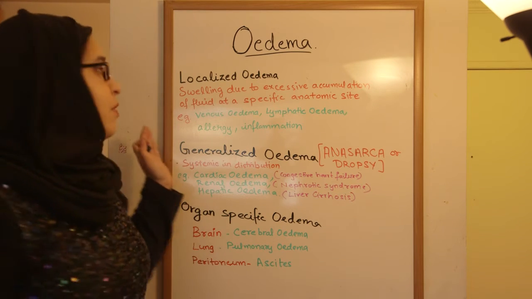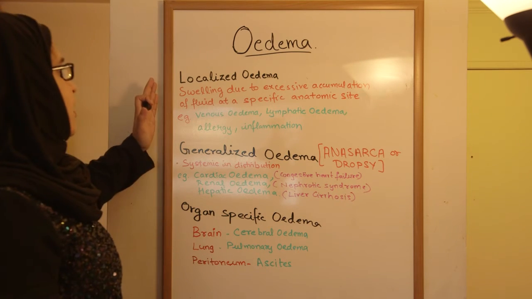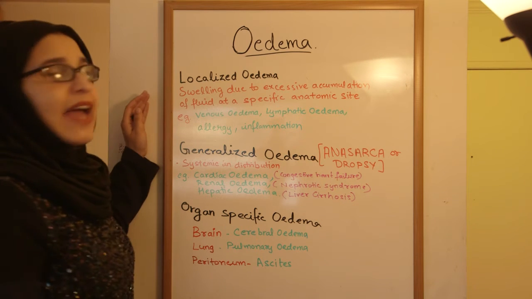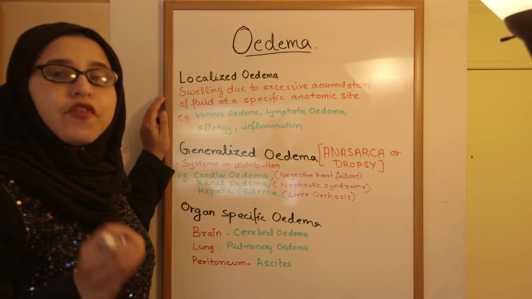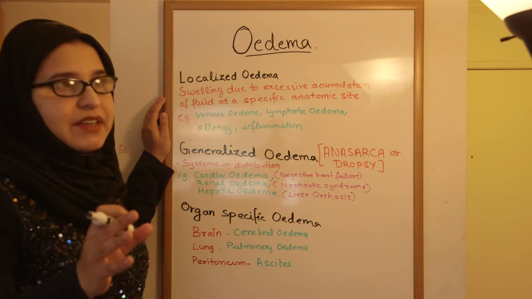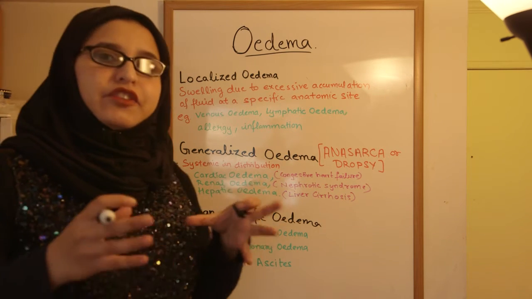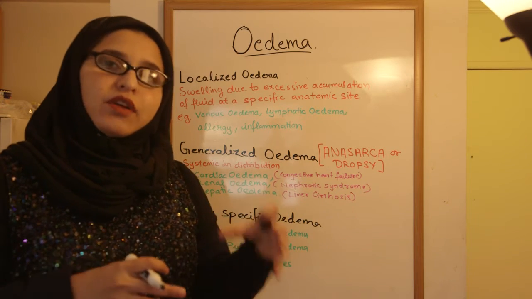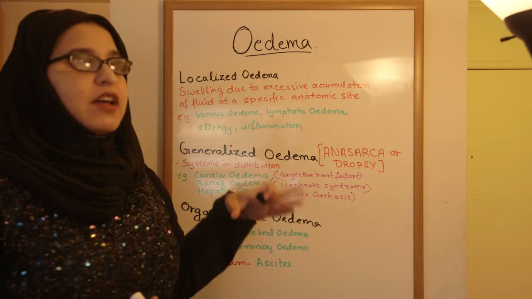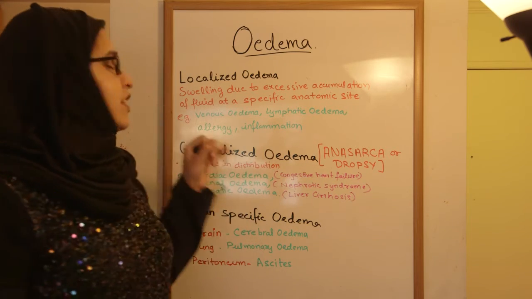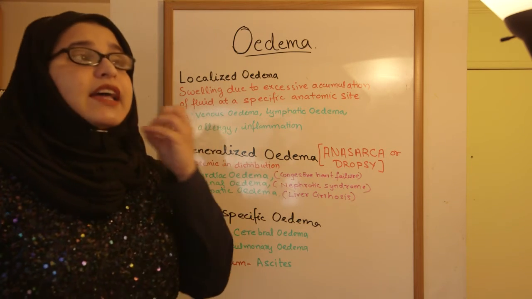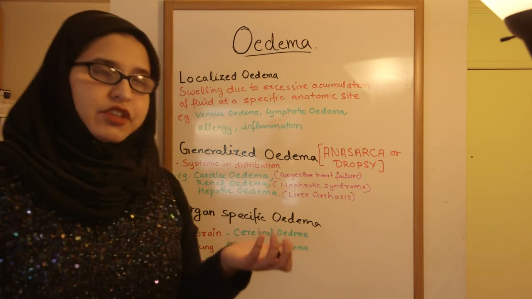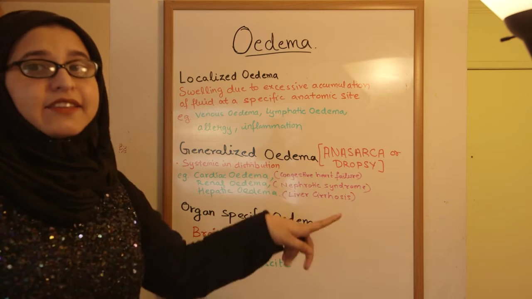Now let us learn about all these. The localized edema, what is it? It is a swelling due to excessive accumulation of fluid in a specific anatomic site. Whenever there is accumulation of fluid at a specific site, then it is localized, means in a localized area. So this is localized edema. The localized edema can be venous edema, lymphatic edema, and the edema may occur also due to any allergic reaction or inflammation.